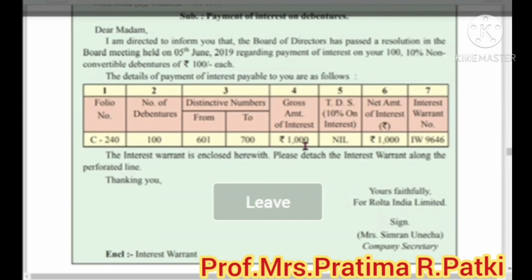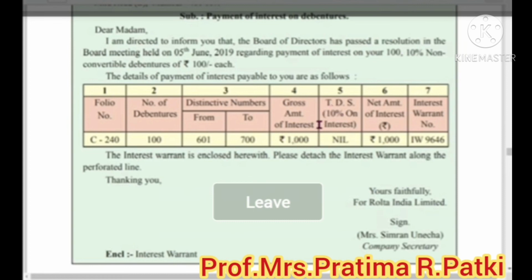Gross amount of interest. Now this amount need not be a big amount. It has to be a little smaller amount. Remember this. People write a big amount over here. That is wrong. Interest amount cannot be very big. It is a reasonable small amount. So here it is given 1000.